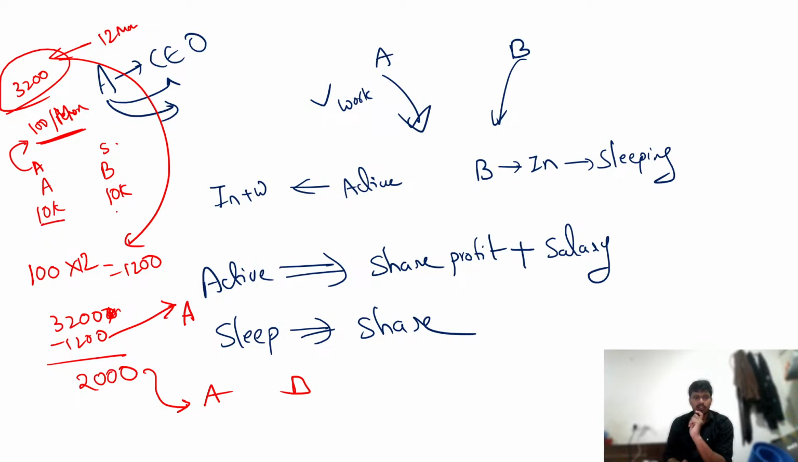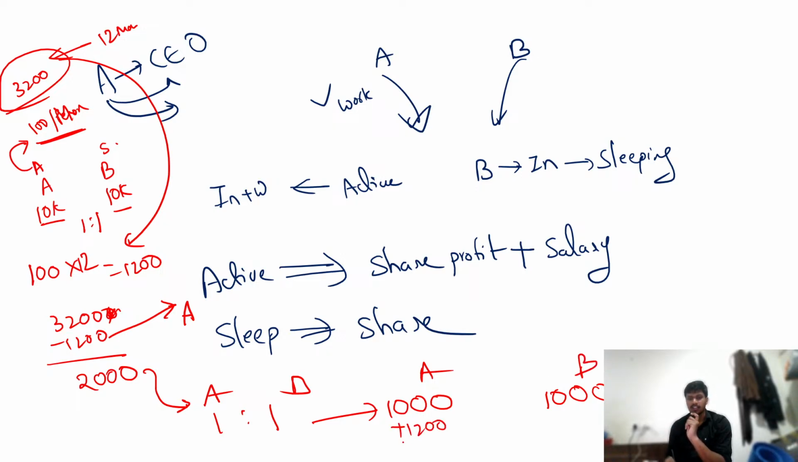As both of them are investing the same, you are going to get the ratio as 1:1. That means you have to give 1000 rupees to A, 1000 rupees to B. But what is the total amount that we have given to A? We are giving 1000 rupees as a profit share plus 1200 rupees as salary. So out of the 3200, A is going to get 2200 and B is going to get just 1000. That's how you are going to do it. For an active partner, we first give the salary, and the remaining amount we divide according to the investment and time period.